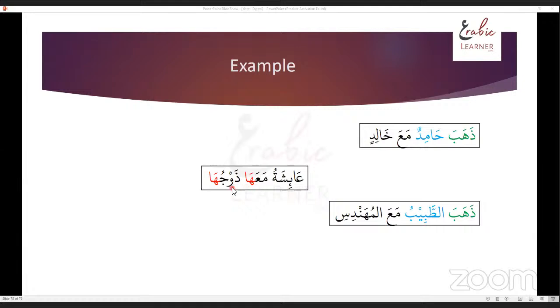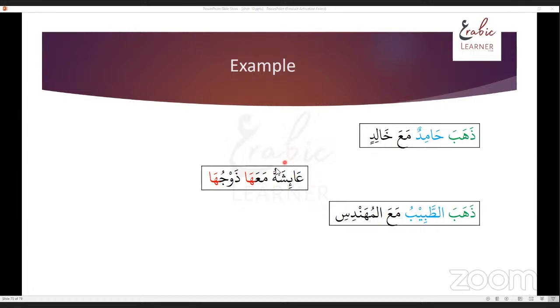Now what is this? Ma'aha zawjuha. In this small Jumla Ismiya, the Jumla Ismiya is the khabar. That is good. Now do the analysis of this Ma'aha zawjuha. Sister, you did not understand. The meaning of the sentence is: Aisha, she is with her husband. To be more specific, that is the exact translation. Okay, that is the answer.